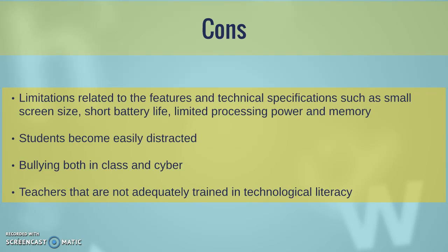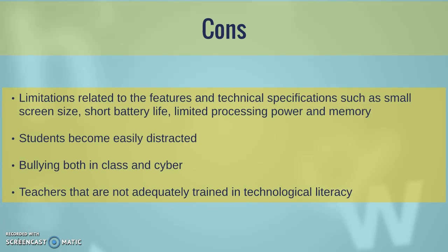The cons are limitations related to the features and technical specifications such as small screen size, short battery life, limited processing power, and memory. All phones are different. Some phone screens are not as big. Some phone batteries don't work as well. The processing power and memory are not as good on some phones. Students can become easily distracted.